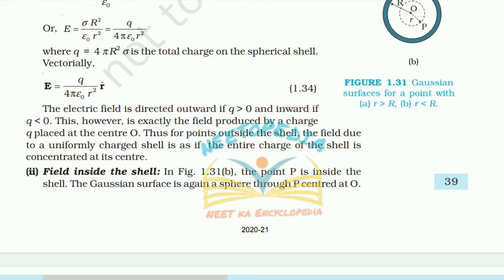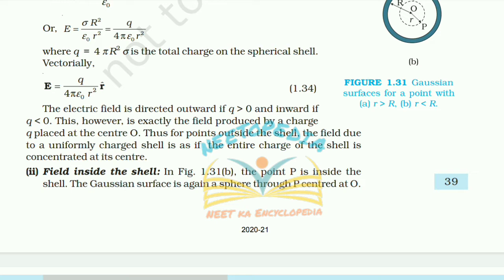This, however, is exactly the field produced by charge Q placed at the center O. Thus, for points outside the shell, the field due to a uniformly charged shell is as if the entire charge of the shell is concentrated at its center.